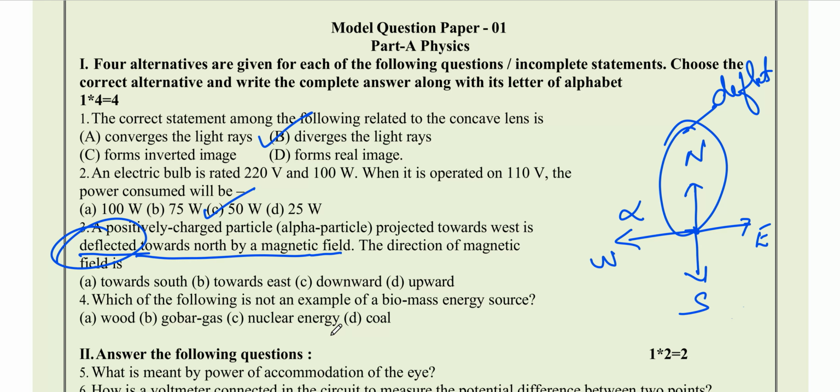They have given it correctly only. Where is the deflection? North side. North means what? Up. So the answer is upward. North, where will it be? Towards down or towards up? So the answer is upward.